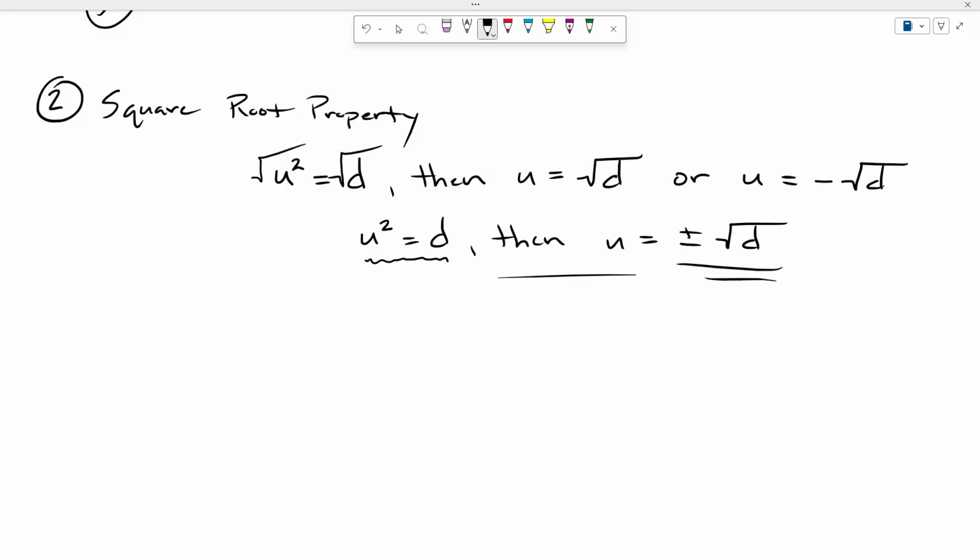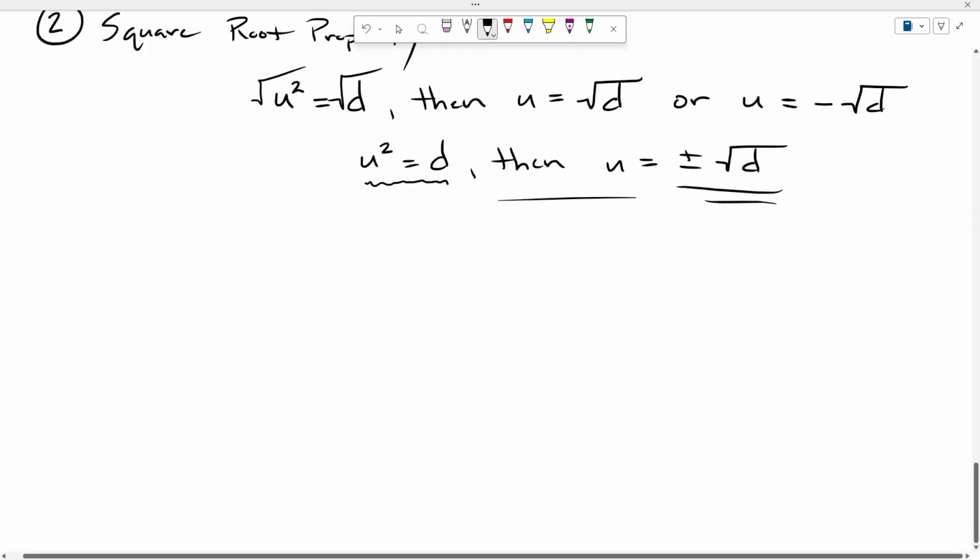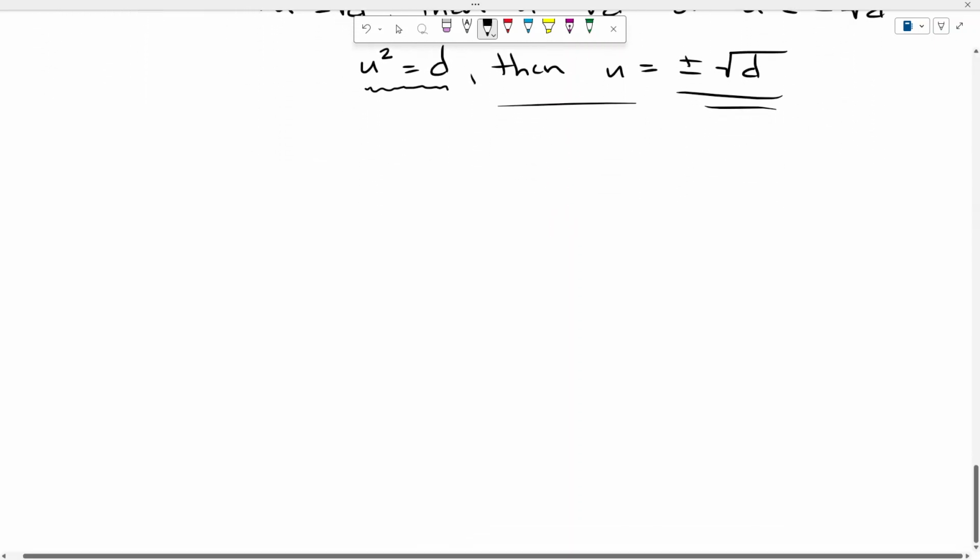So now we're going to be applying the square root property instead. Okay, I'll leave that there for us. We can still see it.